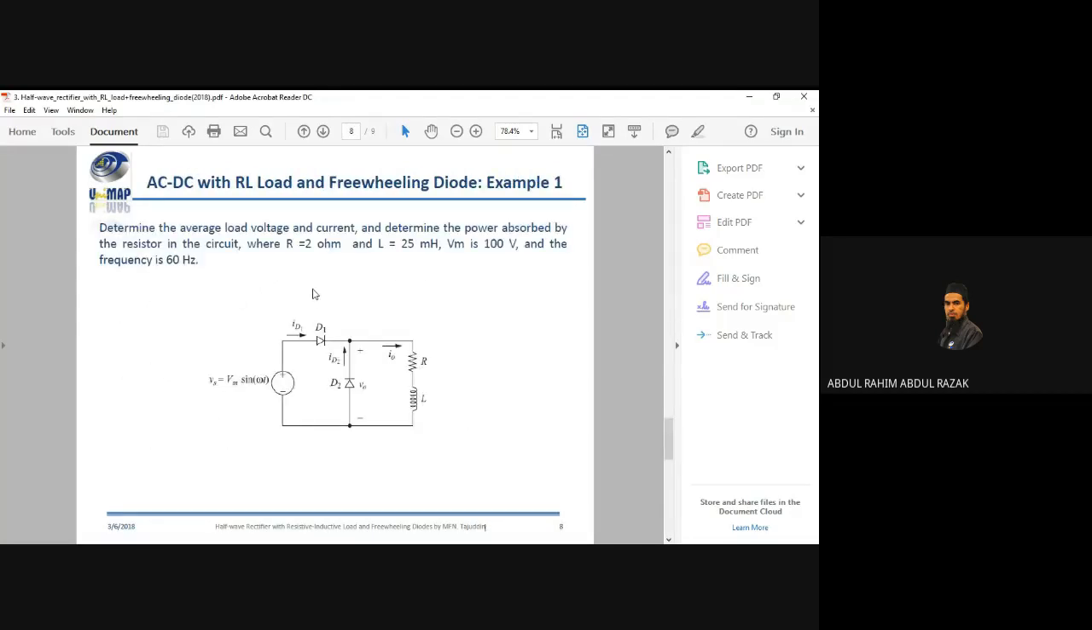Okay, example, this one is referring to a page number. I'm not sure about this one, we'll check later. Inside the book as well, 100 something I think. Determine the average load current, voltage, and the power absorbed by the resistor of the circuit, where the resistor is 2 ohm, the inductor is 25 millihenry, the maximum voltage is 100 volt, and the frequency is 60 Hz.